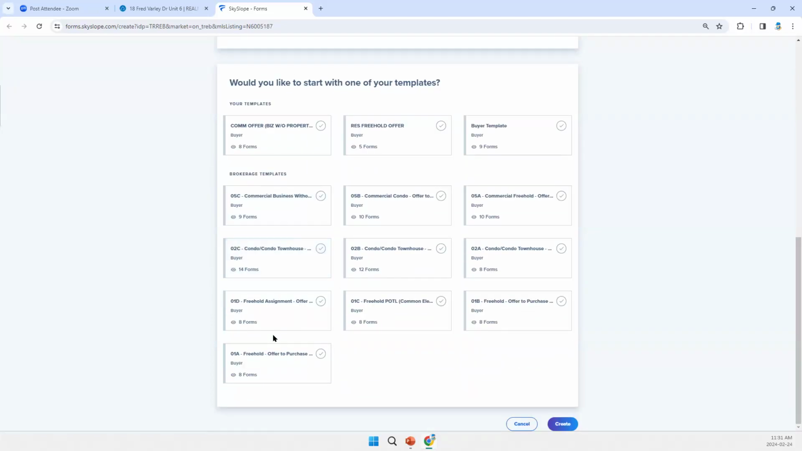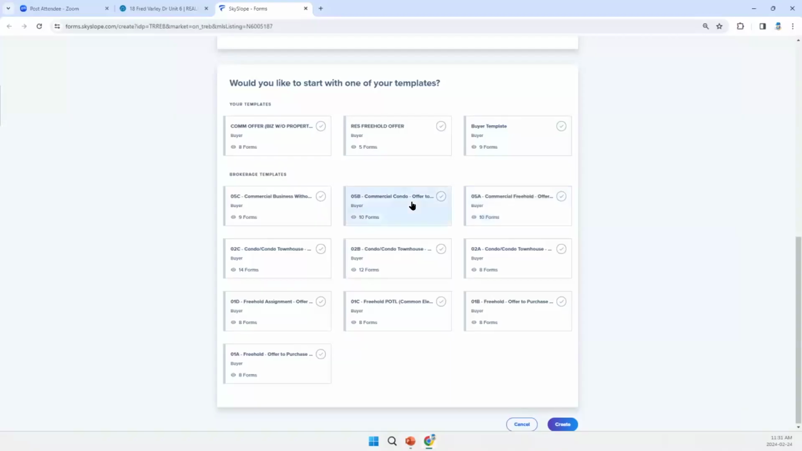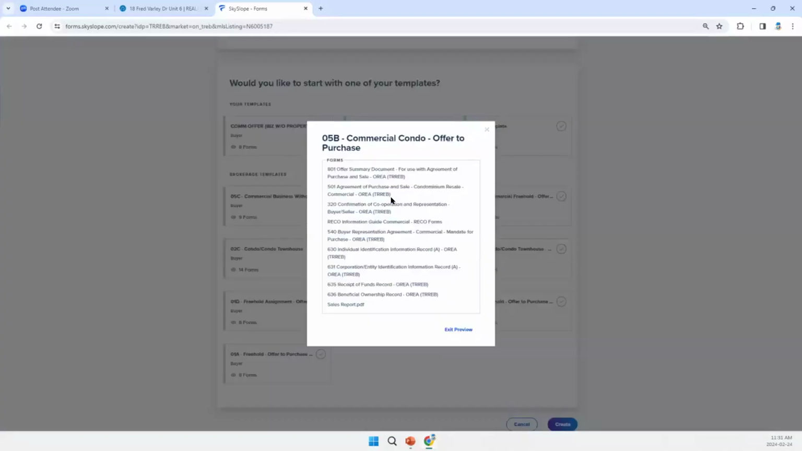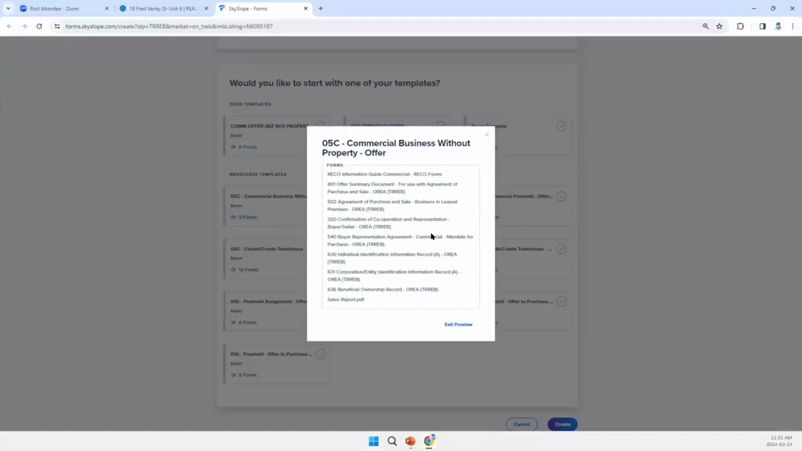That's good. Now for the template, I mentioned before I create my own template, but I'm not going to jump to it here because you're not seeing it in your SkySlope, but you should be able to see this, right? From here you will see the commercial. There's commercial, the rest is residential. The first three, this one is about the commercial freehold offer to purchase, including the property. This is including the condo unit, okay? And this is the one not including any property, without property.